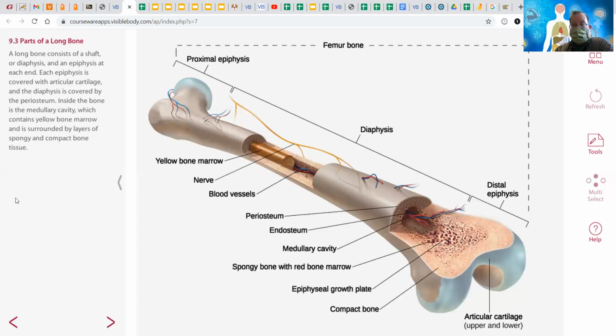And then vomer means plow. So this looks kind of like a plow. This forms a major portion of your inferior nasal cavity. It's kind of like the bony septum of the nasal cavity. You can see there's some soft tissue above it that forms the soft tissue septum.